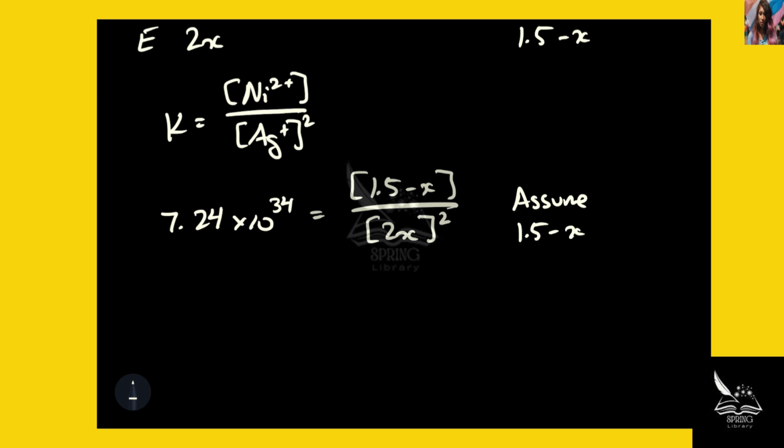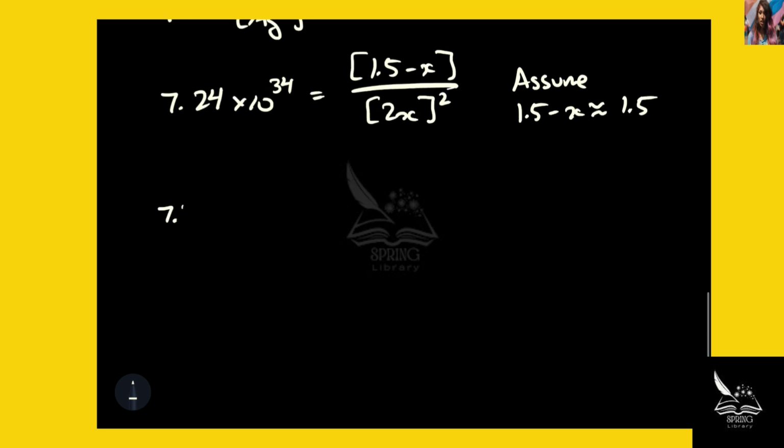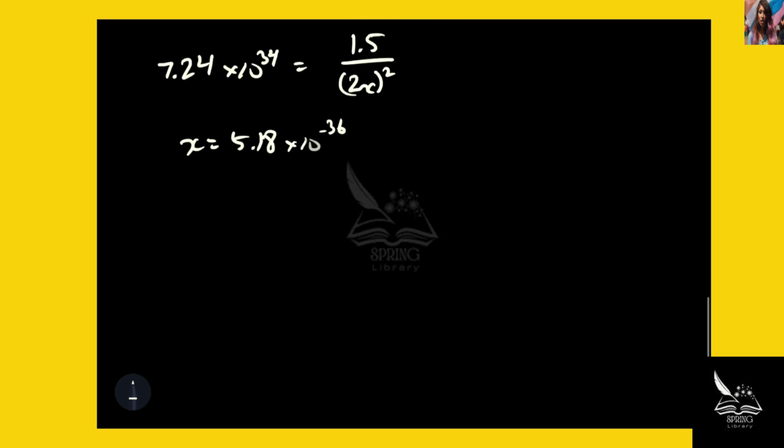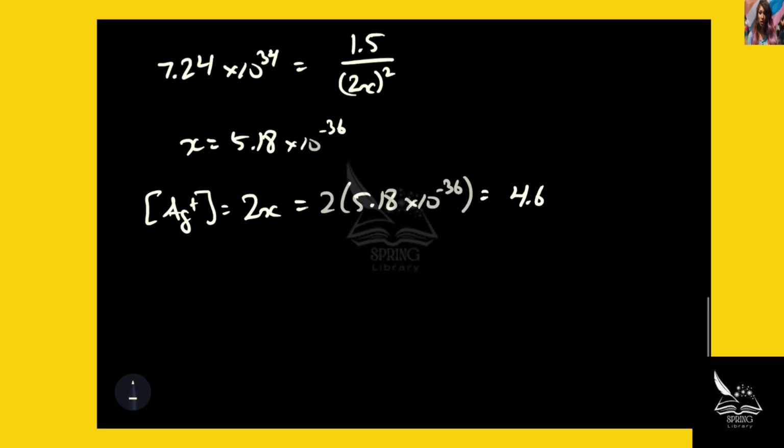We're going to assume that 1.5 minus x is approximately just 1.5, as x is negligible. Rewriting this, 7.24 times 10 to the 34 is equal to 1.5 over 2x squared. Solving this for x yields 5.18 times 10 to the negative 36. Therefore, the molarity of Ag+ from our ICE table is 2x, which is 2 times 5.18 times 10 to the negative 36, and we get 4.6 times 10 to the negative 18 molar for the molarity of Ag+ once we've reached a dead battery.